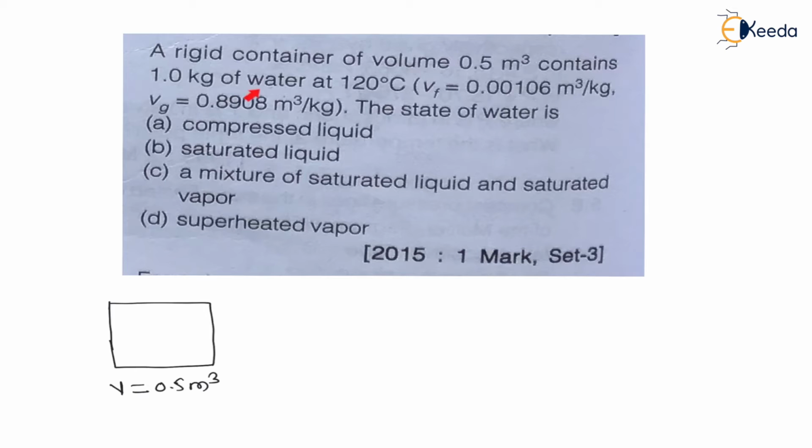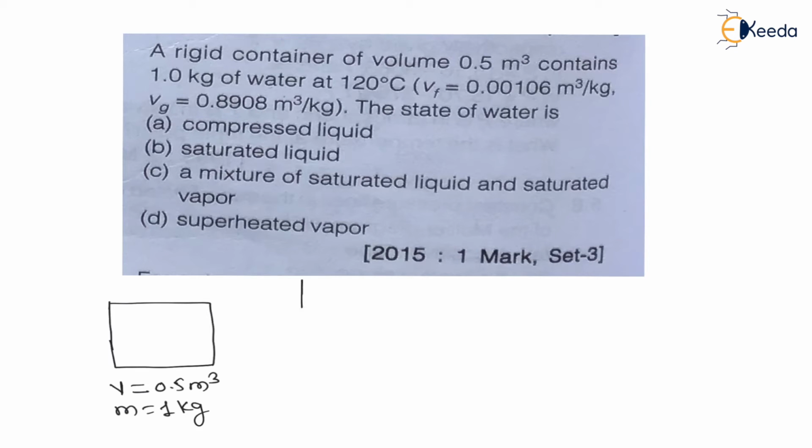Now it contains 1 kg of water at 120 degrees Celsius. Here inside this container the mass is 1 kg. Mass of water is 1 kg at 120 degrees Celsius. Now at 120 degrees Celsius, Vf and Vg values are given. Right? Vf is the specific volume of saturated liquid state and Vg is the specific volume of saturated vapor state.